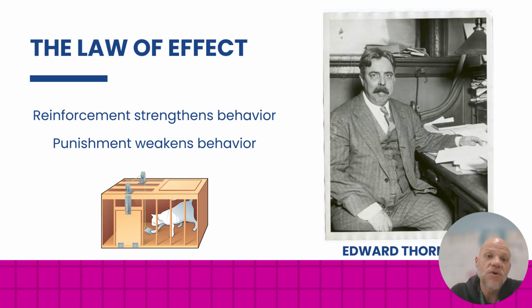And there was a lever on the outside, and if the cat hit this lever, it opened up the door, and eventually the cat hits the lever, it opens up the door, and the cat goes outside and eats the fish. Now, after the cat is done eating the fish, Thorndike puts it back in the puzzle box.